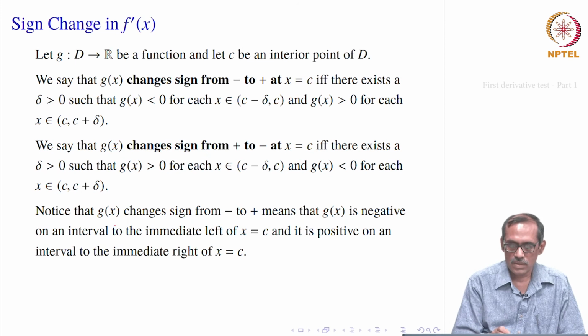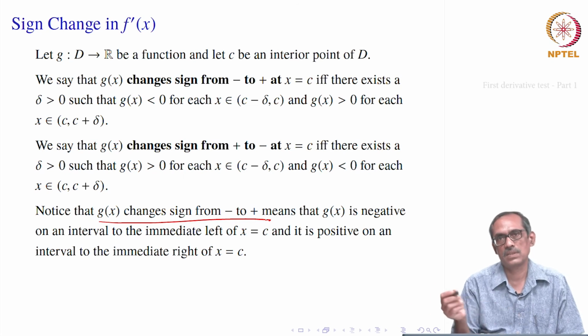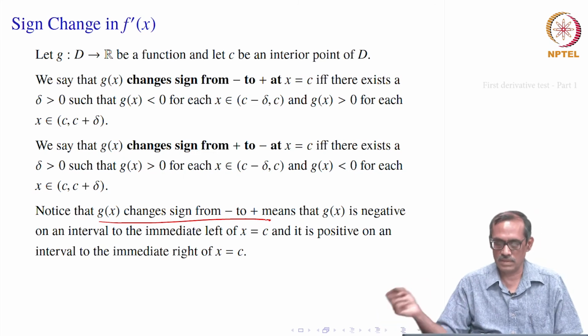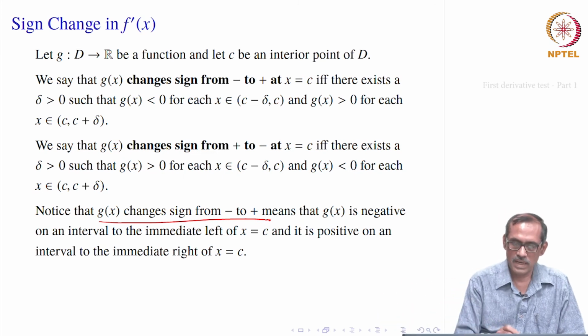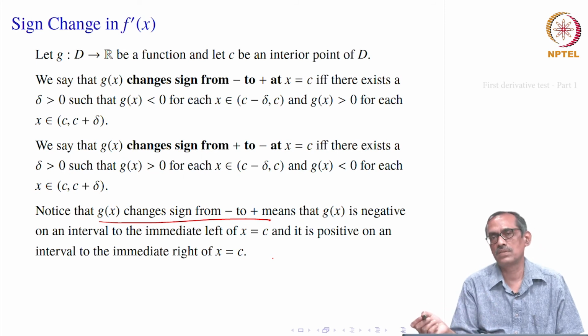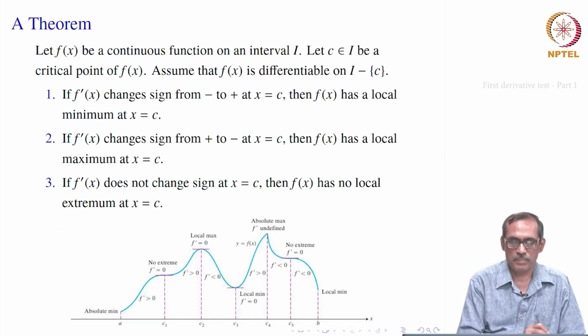Okay. So, g(x) changes sign from minus to plus means g(x) is negative on the interval, that is to the immediate left of c, and it is positive to the immediate right of c. Similarly, it changes sign from positive to negative means on the left of c it is positive, on the immediate right of c it is negative. That is its meaning. Okay.